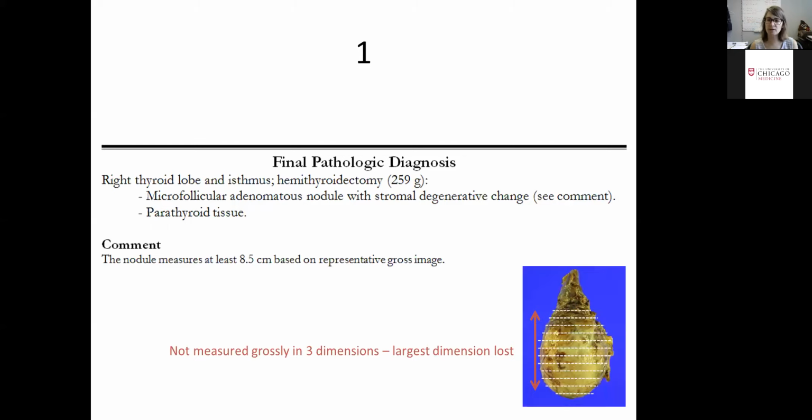Because this wasn't measured grossly in 3 dimensions, that largest dimension was lost, right? Presumably you're serially sectioning it perpendicular to the long axis, so one would have to go back and remeasure that long axis. So in this case, we at least got the cross axis. Okay. Questions or comments?